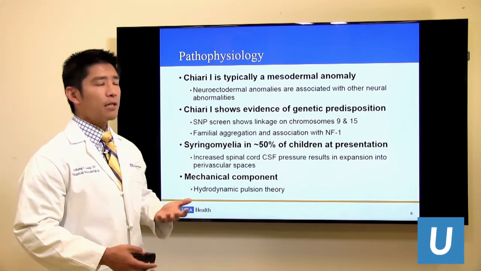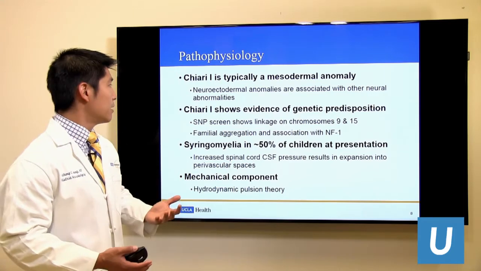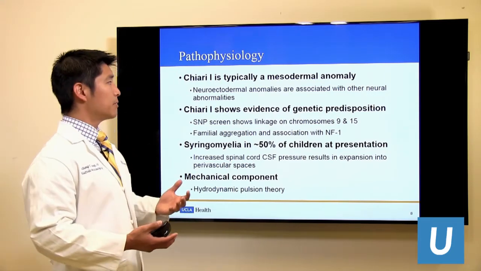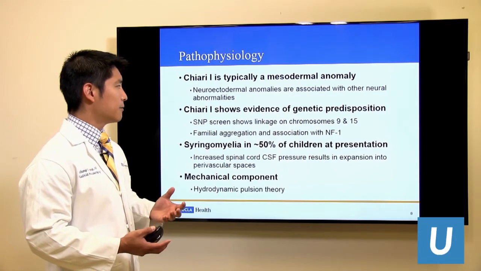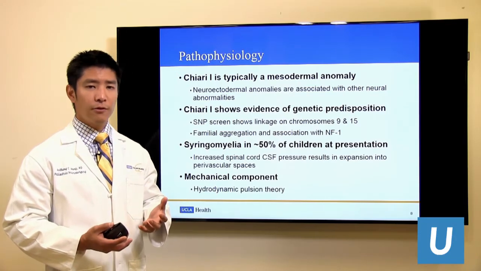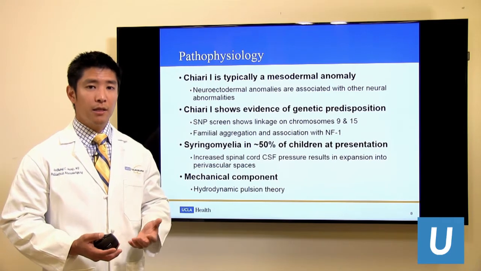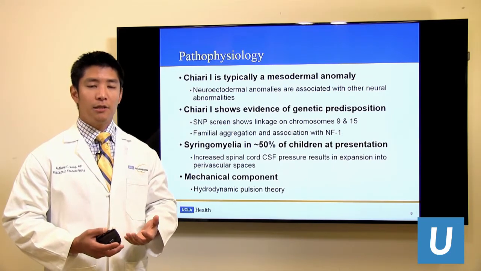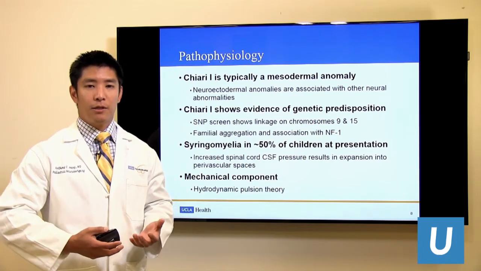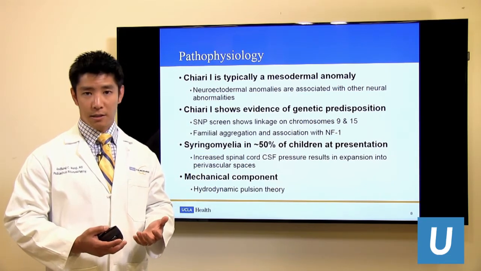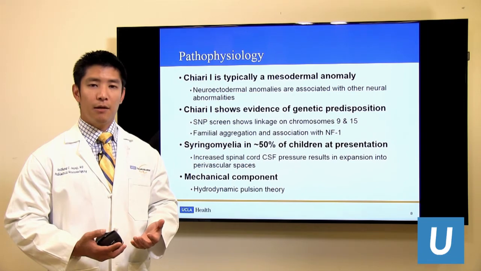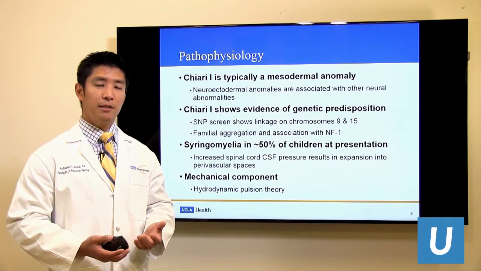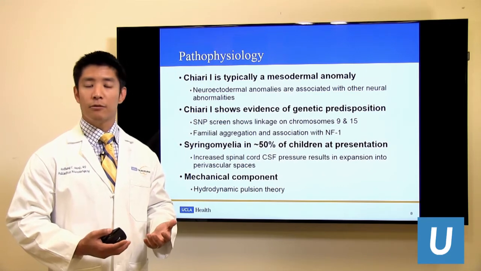What does a Chiari 1 malformation come from? Well, Chiari 1 malformation is a mesodermal anomaly. There are several theories as to how it comes about. One is that there is a genetic predisposition to its occurrence. It is thought to be sporadic in that it's not inherited through families.